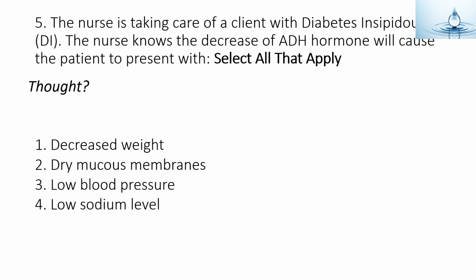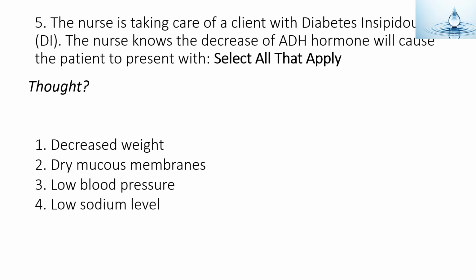So let's break down the question. We know the client has diabetes insipidus. This is when they are not making the ADH hormone. And so you can remember ADH holds water. In this case, the client is losing their water. Another trick is to look at that word insipidus. If you can find that little sip in insipidus, why would somebody want to be sipping a lot? Maybe because they're thirsty and dehydrated. So that's how you can remember that.